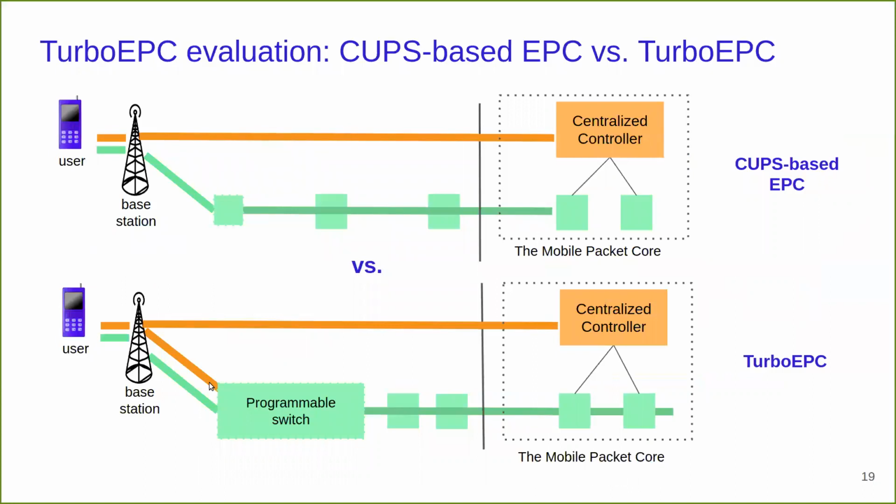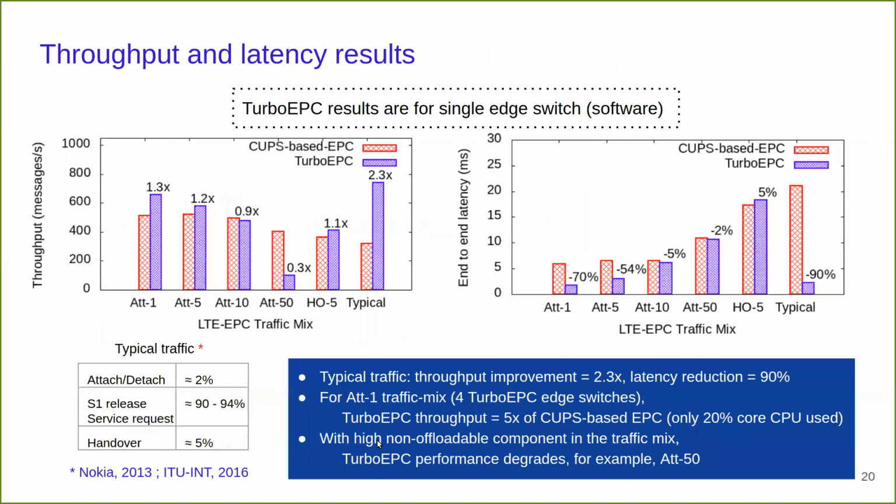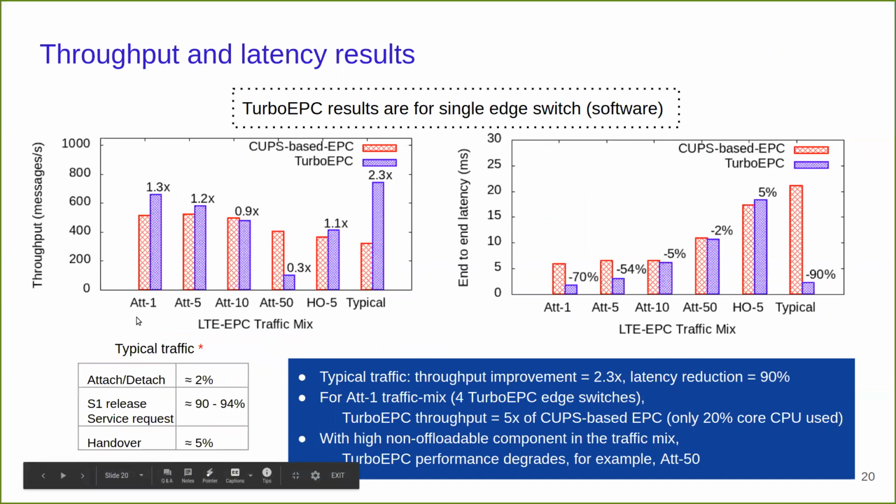We evaluate the performance of the centralized CUPS-based EPC against TurboEPC, which offloads a subset of control plane processing to the edge programmable switches. A first experiment compares the performance of CUPS-based EPC with the TurboEPC software prototype. We vary the traffic mix and obtain the throughput and latency results. The x-axis is the traffic mix, where ATT1 means 1% of traffic is attach and the rest is offloadable. The typical traffic distribution is shown in the table.